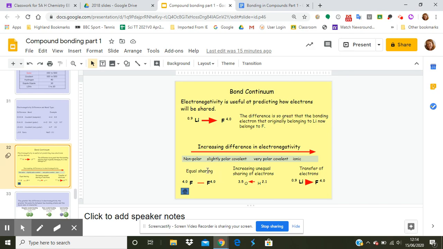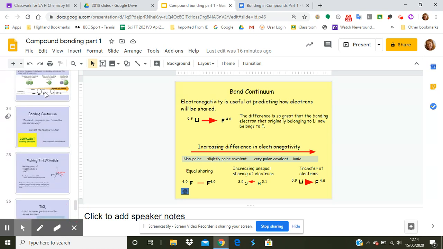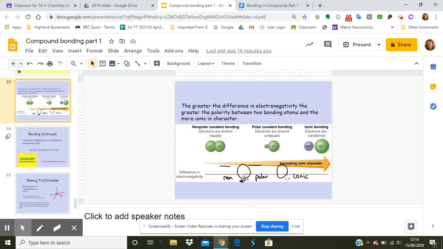It's called the bond continuum, so you've got your non-polar all the way up to your ionic. Non-polar is probably under 0.4. Around the 0.4 mark, I think I've written it here. If your difference of electronegativity is less than 0.4, you're going to be non-polar or pure covalent. If you're around 0.4 to 1.5 or 1.6 and you don't have any metals in you, you're going to be polar. And then ionic, you're going to have a metal in there, and your difference of electronegativity is going to be above 1.7.